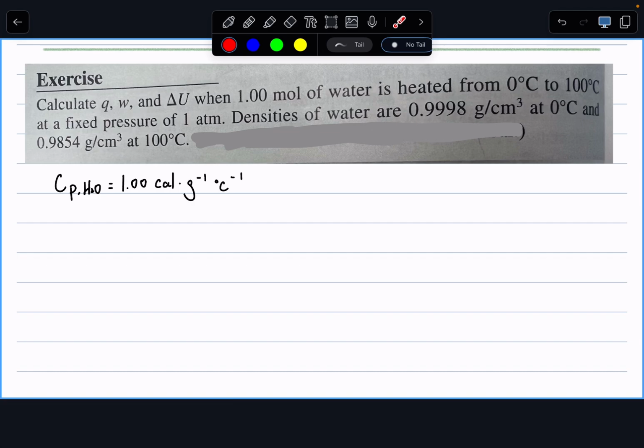1.00 cal per gram per degree Celsius times 18.0 gram, so that's calculated by 1 mole of water, times the 100 degree Celsius difference. You can also translate that temperature into Kelvin, but it doesn't change anything. It's a change in temperature. And this we calculate to be 1800 calories. So that's the heat.